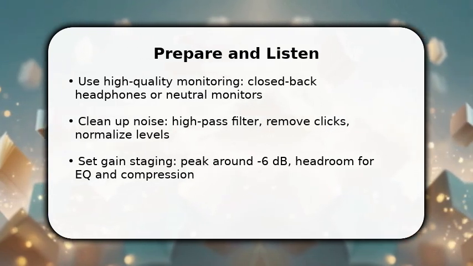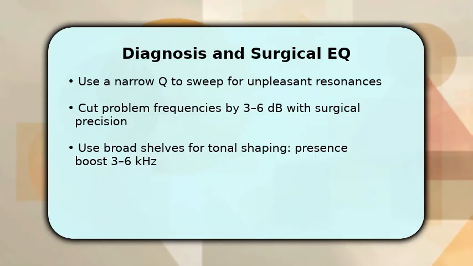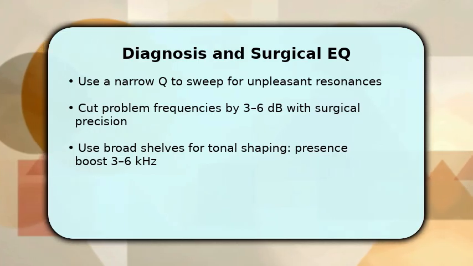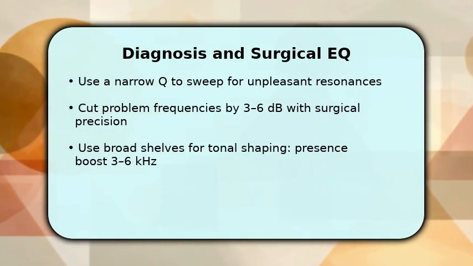You now diagnose. Use a narrow cue and boost around 6-12 dB while sweeping to find honk, boxiness, or harshness. When you find an offending frequency, cut with a narrow band 3-6 dB. Surgical cuts cleanly remove problems without coloring surrounding frequencies.